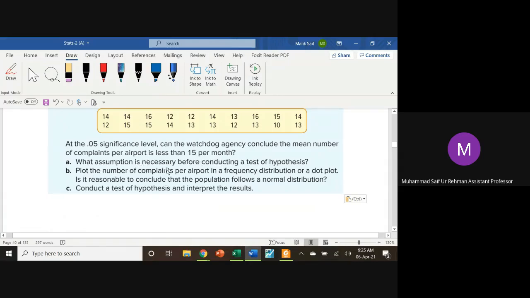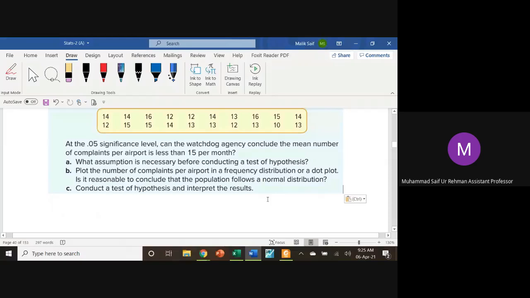What assumption is necessary before conducting a test of hypothesis? Plot the number of complaints per airport in a frequency distribution or dot plot. Is it reasonable to conclude that the population follows a normal distribution? Conduct a test of hypothesis and interpret the results. So we may answer one by one.